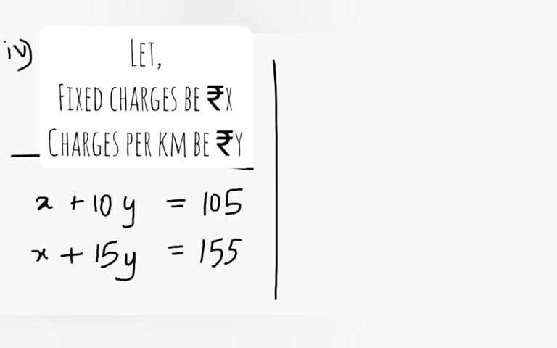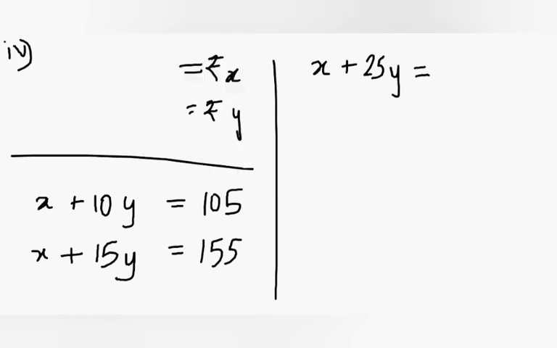So we have to add the fixed charges naturally, and then for 25 kilometers, that is 25 into y, because the distance per kilometer is also added, so that is y is equals to, when you will solve this you will have the value of x and y. So for that you have to first solve these two equations, find the value of x and y, and then substitute its value here, and you will get your answer.